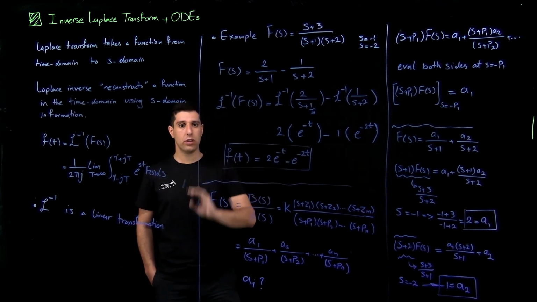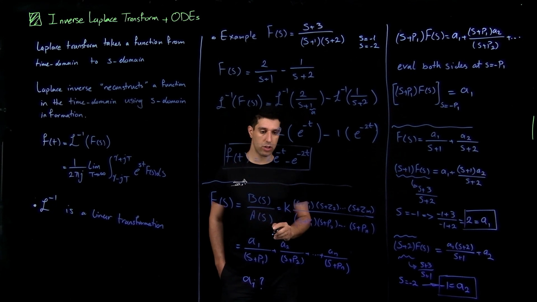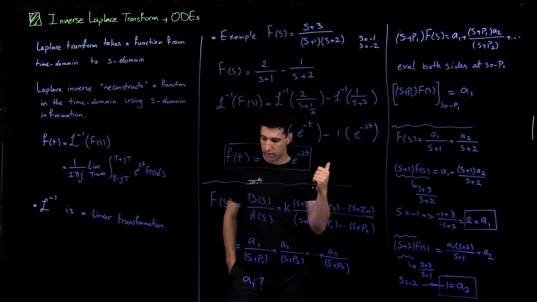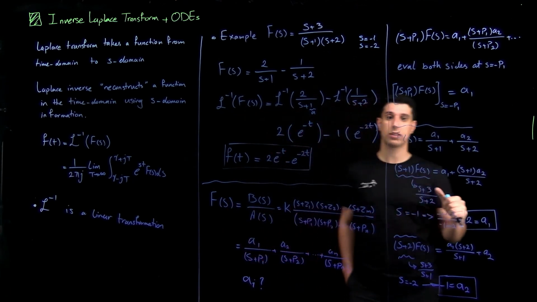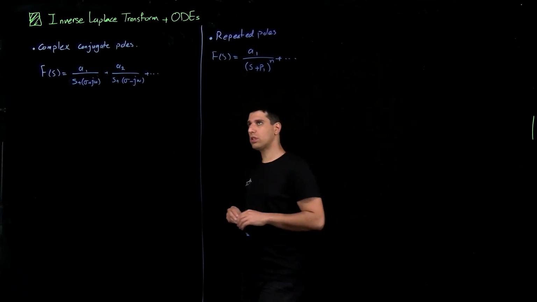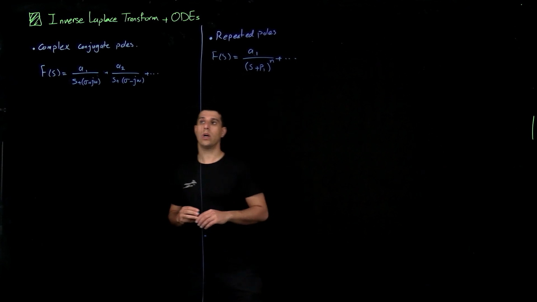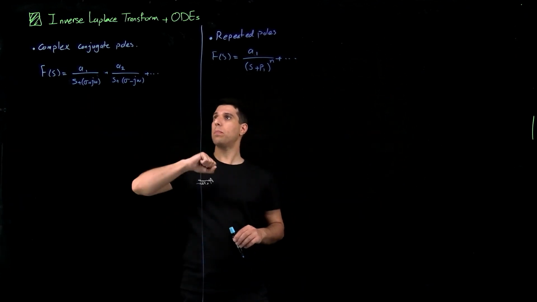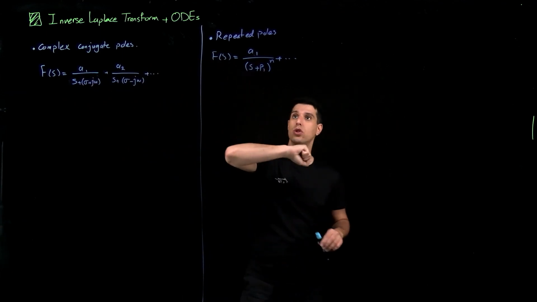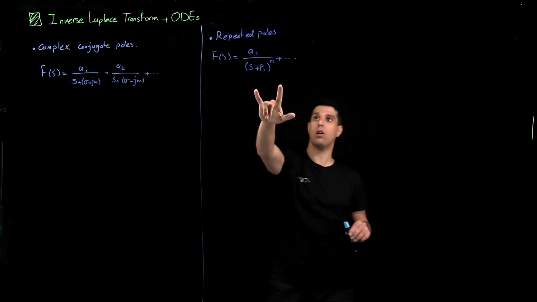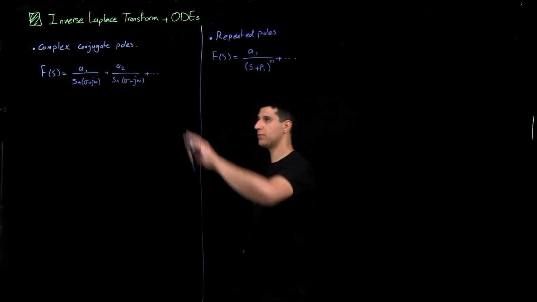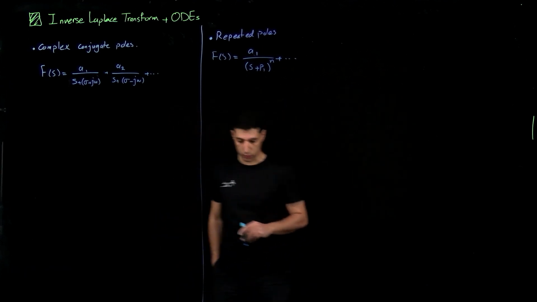So let me clean up the board and we'll see what we can do if we have repeated poles and if we have complex poles. Okay, welcome back. There are two cases that we want to consider. One is when we have complex conjugate poles, which always show up in pairs, and the other is repeated poles, where there are multiple powers of the same pole. Let's first focus on the complex conjugate ones.